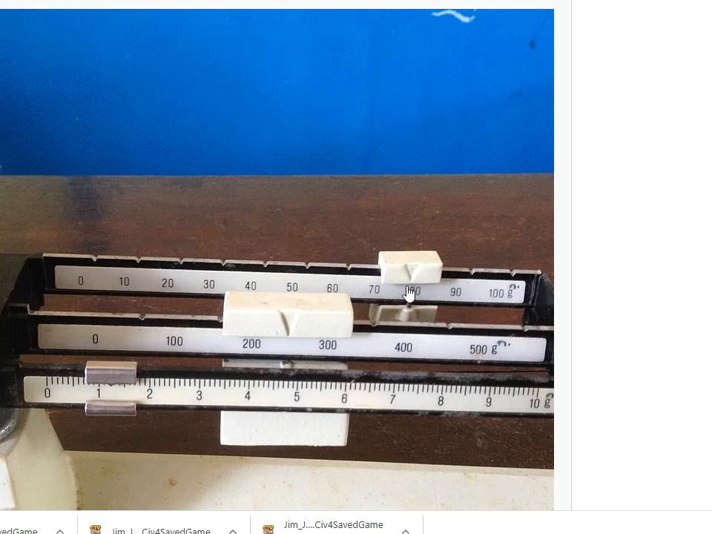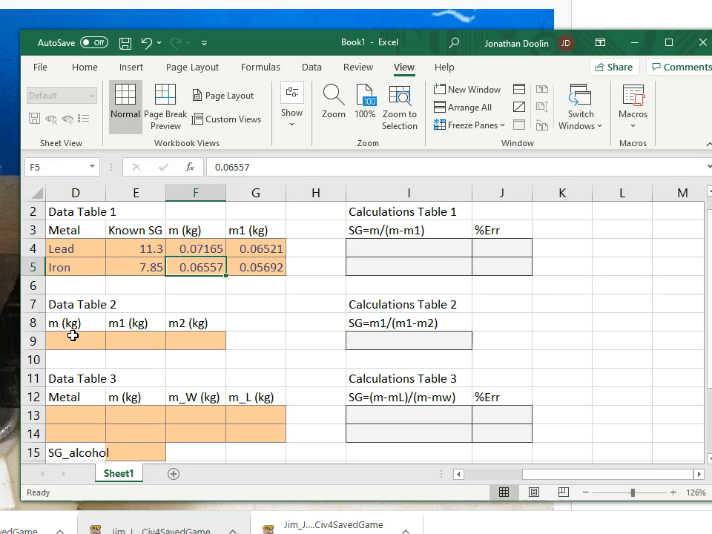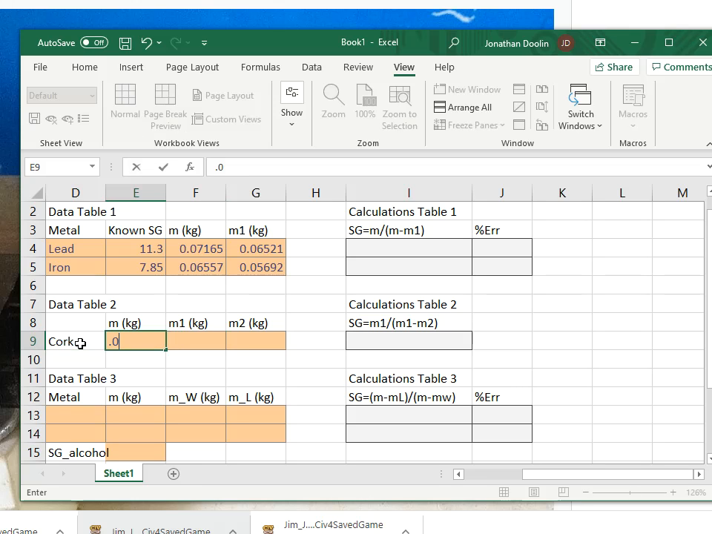Now, this would probably measure to about the tenth of a gram. They actually went to hundredths of a gram, though, in the last two examples and in this example. Where, you know what, this should be moved. Control X, Control V. This should say cork down here. And we have a mass of 0.00166 kilograms. That's only 1.66 grams.